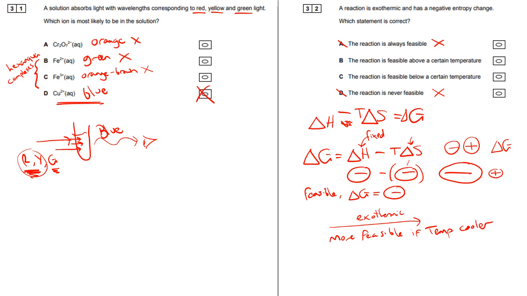You can apply Le Chatelier's principle here if it was a reversible reaction. Remember, to get more products, if the forward reaction is exothermic, you make it cooler. Let me just show you with the delta G equation very quickly.